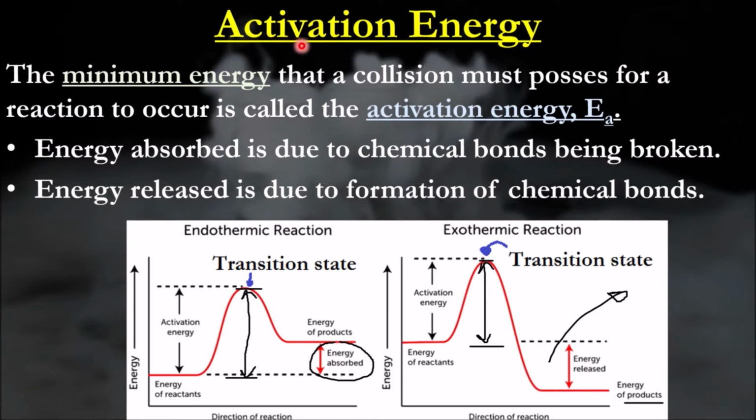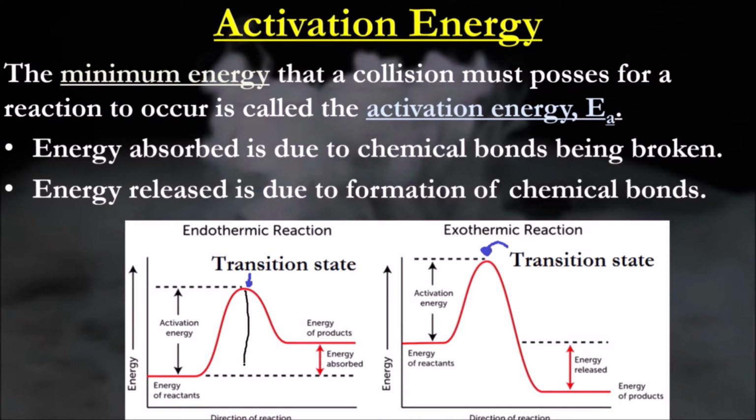In terms of activation energy, we talked about before the minimum energy that a collision must possess for a reaction to occur, which is what we call an activation energy. For an endothermic reaction, you can see it takes a lot more energy than it does for an exothermic reaction. We measure this based on the peak of what we call the transition state, so the point at which particles begin to transform or elements begin to transform into a different substance. And then we have the bottom peak of the energy of the reactant. So it's determined by these two marks here.